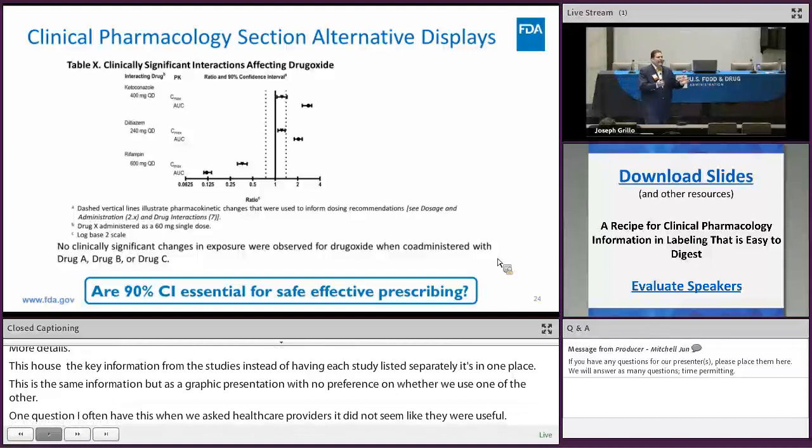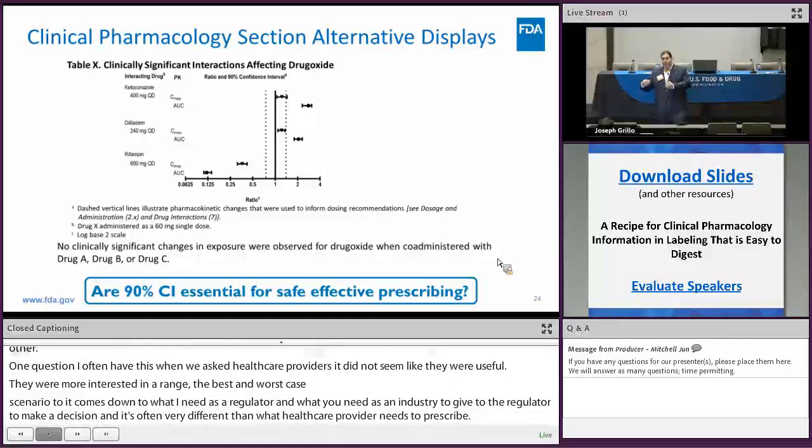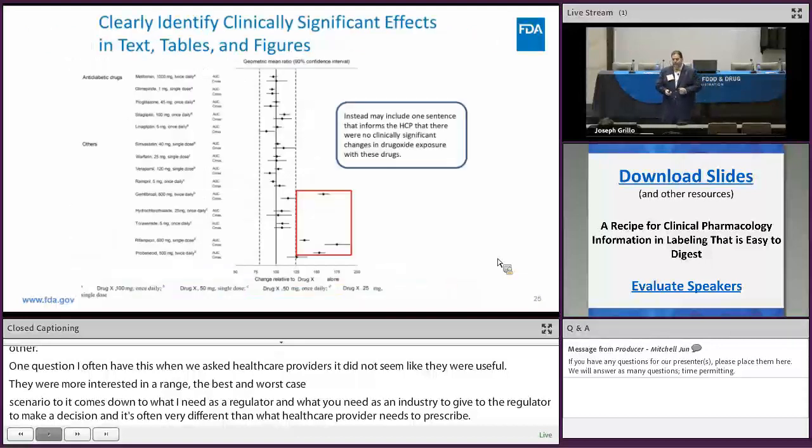So again, it comes down to what I need as a regulator and what you need as industry to give to a regulator to make a regulatory decision is often very different than what a healthcare provider needs to make a prescribing decision. And 90% confidence intervals are essential for regulators to make a decision about is there a difference. But as far as in practice, where healthcare providers are more used to 95% confidence intervals, it looks kind of like a range, it could actually not be as helpful.